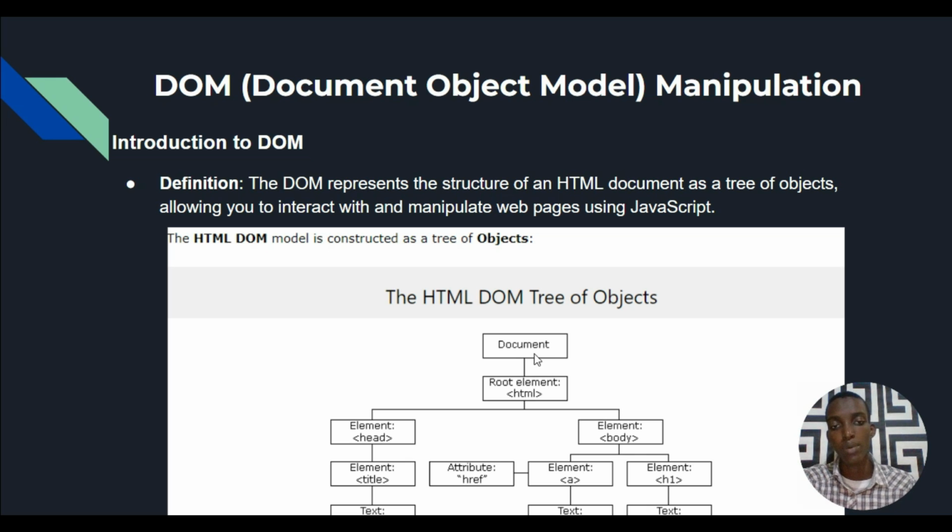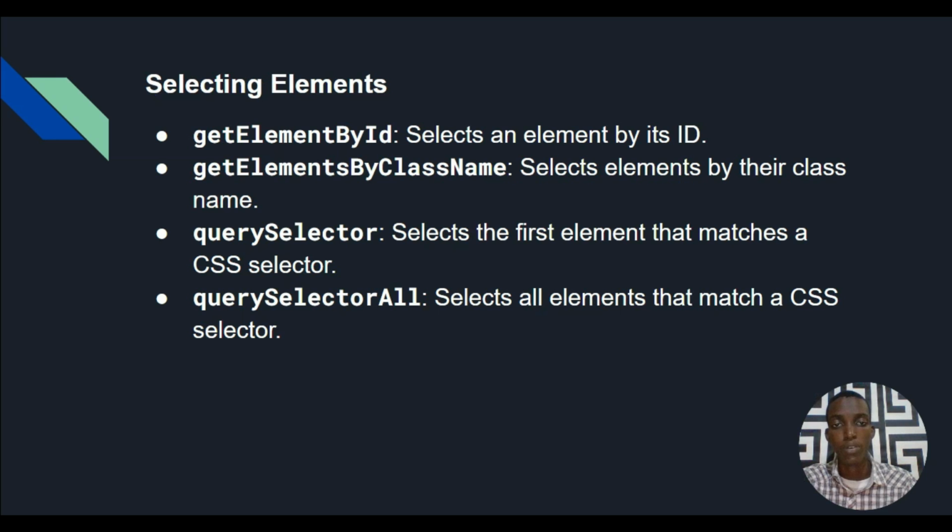So now as you can see, I'm having my document first. Everything from my root element to my other elements, such as head, body, title, and all, every one of these is an object to my JavaScript, to my web browser.